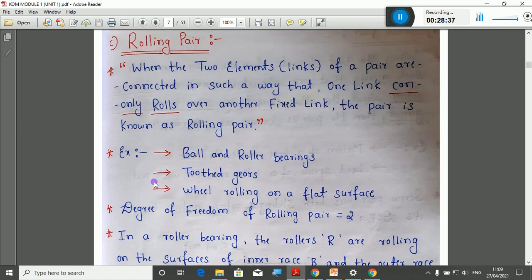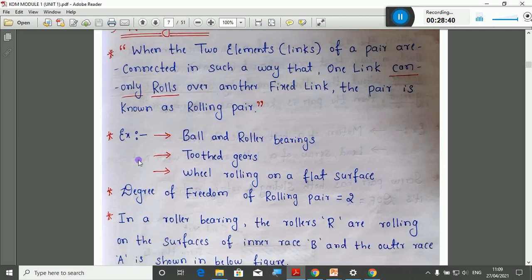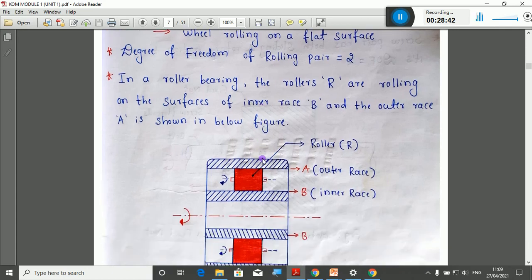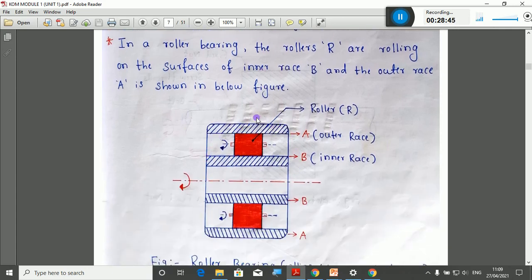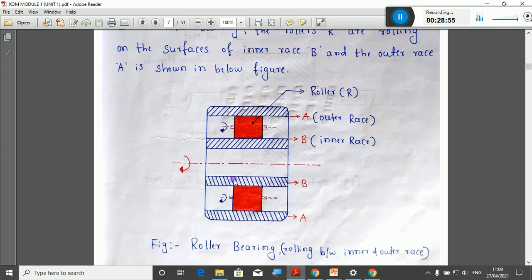So write these examples also in the same manner. First definition, example, degrees of freedom. Then comes a figure, the same figure. So this is a roller bearing, this is a shaft. And only then will you get full marks. So please take a rough diagram of this roller bearing, which comes under rolling pair. Pair means it's a combination of two links, and based on the type of motion, I can call whether it is a sliding or a turning or a rolling pair.